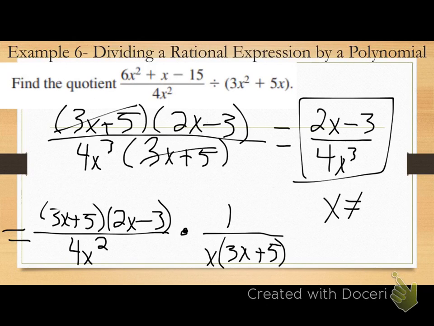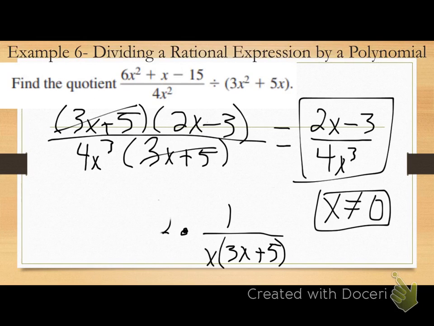What can x not equal? 0. If I plug in 0, that'd give me 0 in the denominator. Is it always 0? Not always. What other value would give me 0 based on 3x plus 5? What number would I be able to plug into x to make 3x plus 5 zero, since it was in the denominator earlier?